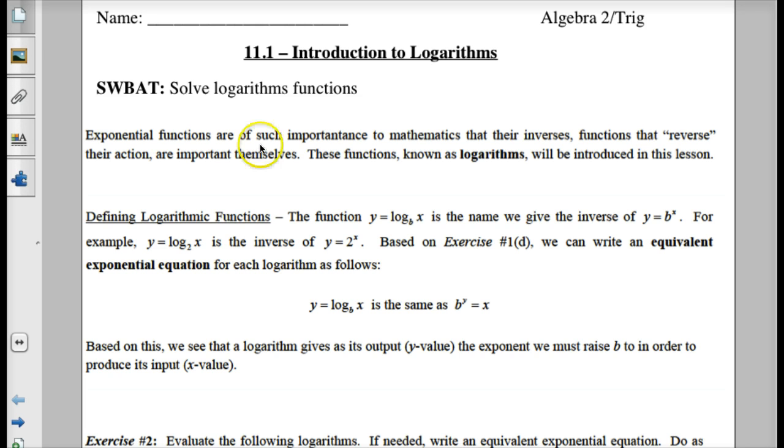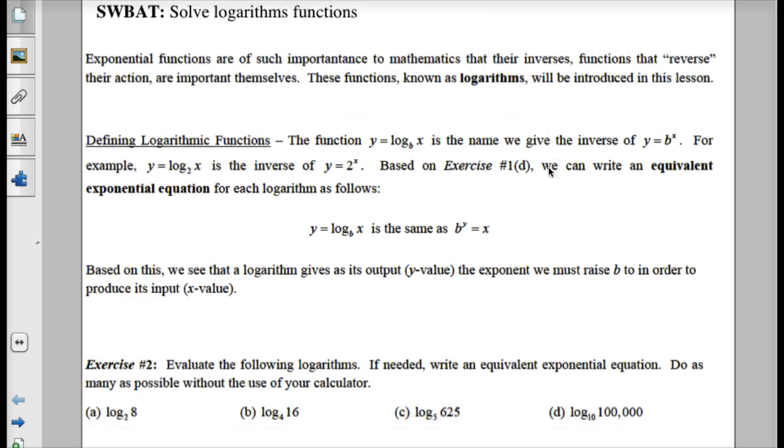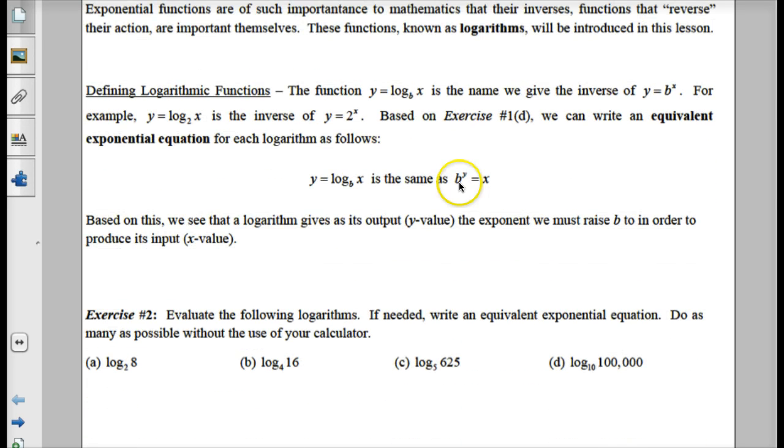So the first thing, in our previous unit, Unit 10, we looked at exponential functions. And exponential functions are of such importance in math that their inverses, which we know as the reverse, are important. These inverses, or reverse as we would like to call it, are called logarithms, which we're going to start today. So, the definition of what is a logarithmic function.